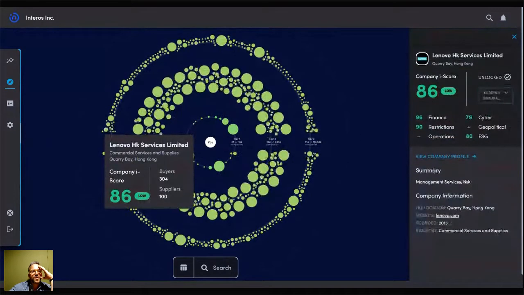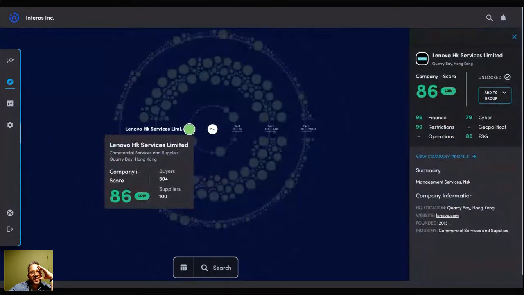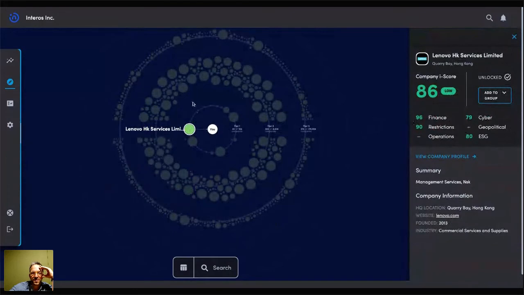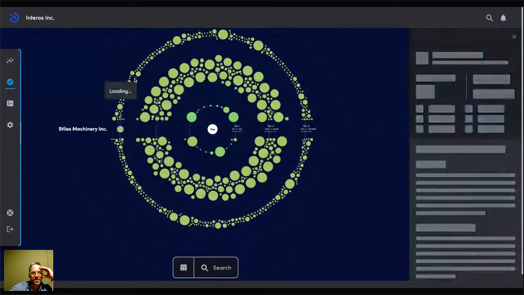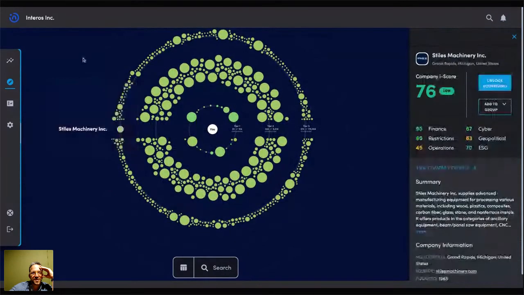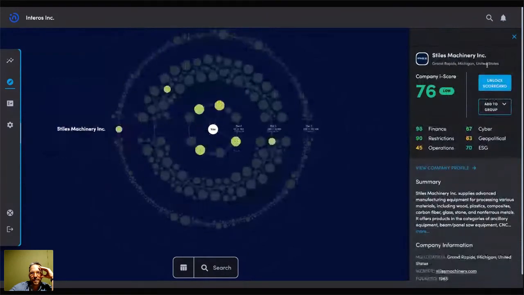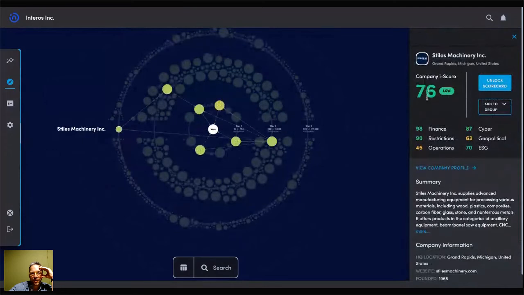So Lenovo, for example, they are a pretty high score, right? They are doing really well across all these factors. They are, of course, part of my tier 1, but let me pick up another one from here. So Styles Machinery, based in Michigan, is also doing pretty well. Geopolitical a little bit lower. So we have a whole methodology team that calculates a lot of these really complex formulas to create that final score. It's 40 plus different factors and metrics that go into all of these.